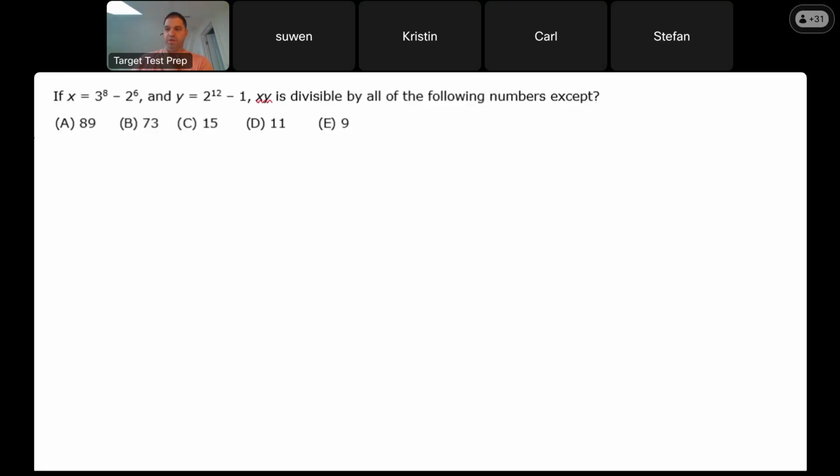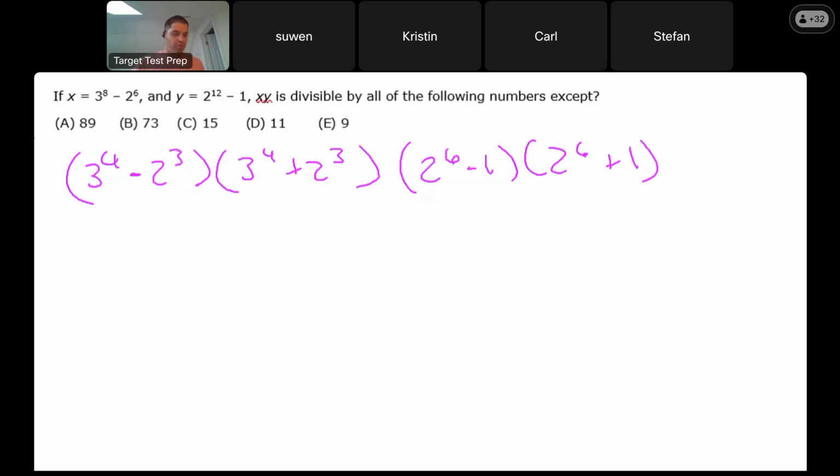All right, I see a lot of good answers here. Did you guys use difference of squares to solve this? All right, good. So you knew to do 3 to the 4 minus 2 to the 3, 3 to the 4 plus 2 to the 3, and then, of course, 2 to the 6 minus 1, right? And then at that point, all you're really doing from then on is just prime factorization.